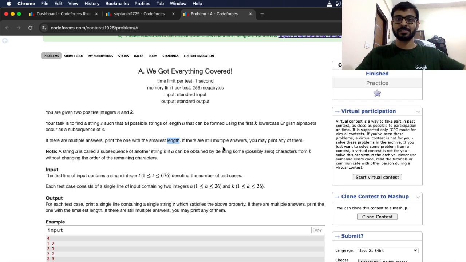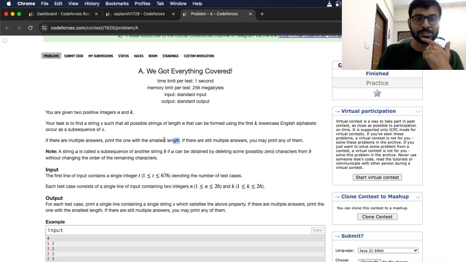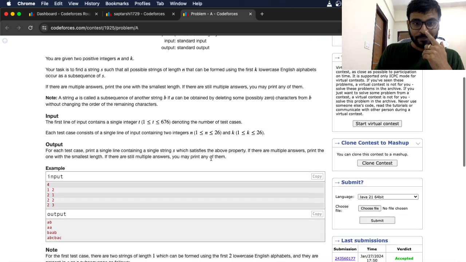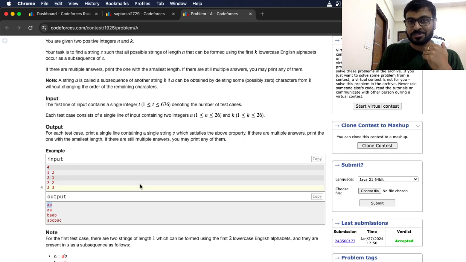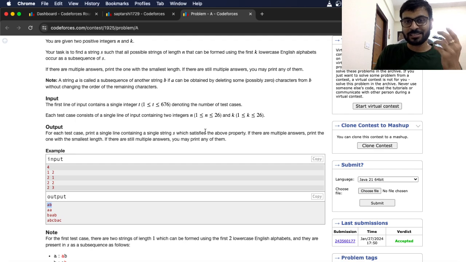I would create such a string that in all the test cases would be valid. It wouldn't be the smallest length, but it would contain all the subsequences. But anyway, that would go wrong. So coming back, it needs to be of the smallest length. Okay, now we have these test cases. What we see is when n is 1 and k is 2, that is length 1 and 2 letters, we have AB because both A and B, these are the two subsequences.